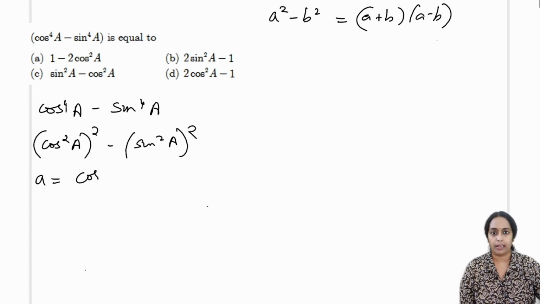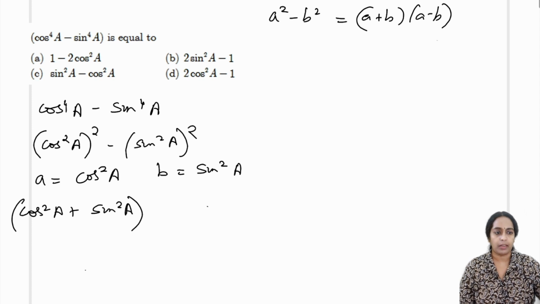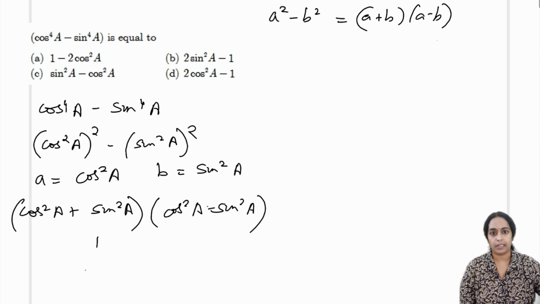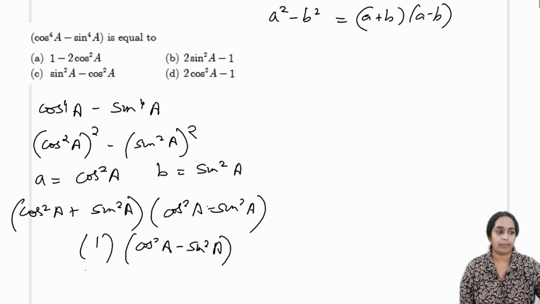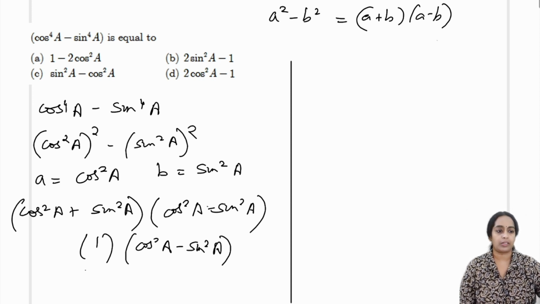What is my a here? Cos square a. What is my b here? Sin square a. So a plus b, so cos square a plus sin square a, multiplied with a minus b, which is cos square a minus sin square a. So cos square a plus sin square a is 1. 1 multiplied with cos square a minus sin square a. So I have cos square a minus sin square a, multiplied with 1.